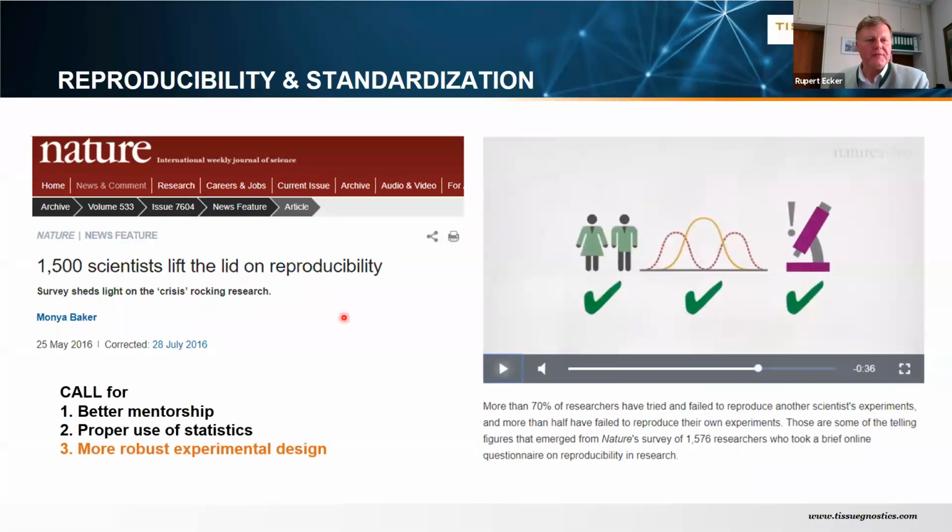And the authors of this survey call for better mentorship, which is the duty of universities to teach properly how to do research and the proper use of statistics. It is the responsibility of each PI, each lab, to use statistics in a proper way, but also a call for more robust experimental designs, including instruments.